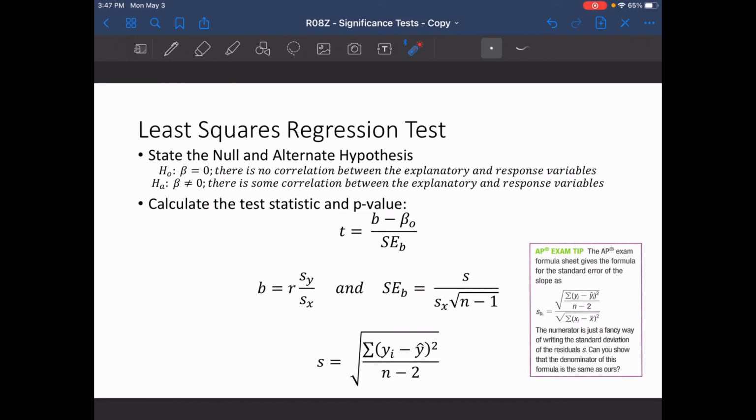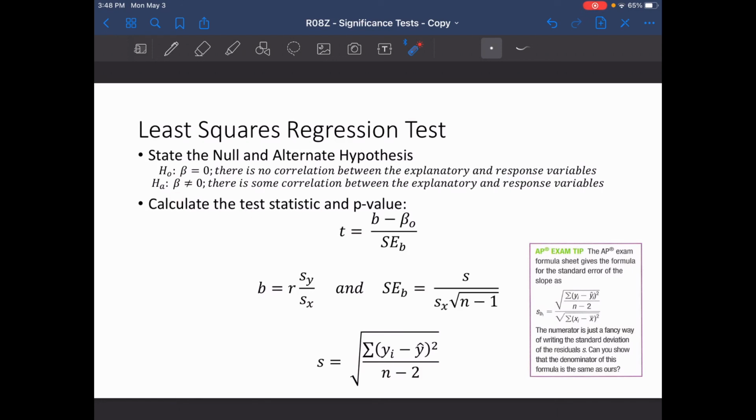We're also looking at least squares regression tests. You want to state the null and alternate hypothesis by saying our null hypothesis is that the slope of the population regression line is equal to 0, so there's no correlation between the explanatory and the response variables, whereas our alternate hypothesis is that the slope of the population least squares regression line, or beta, does not equal 0. So there is some correlation between the explanatory and the response variable in this case.